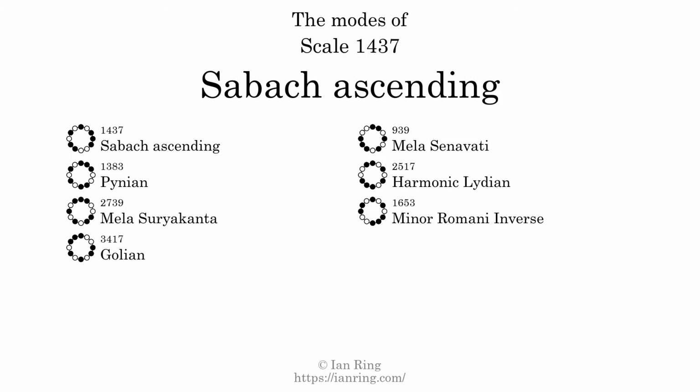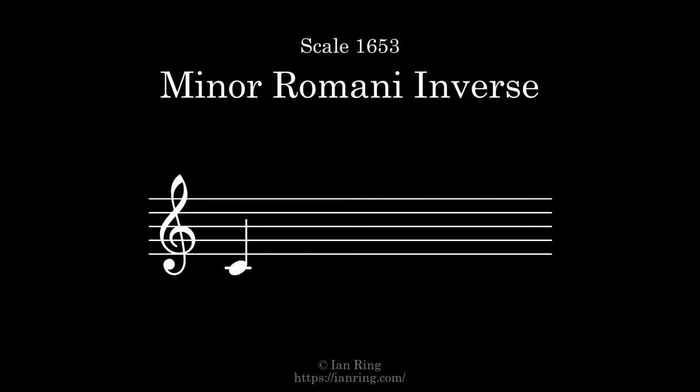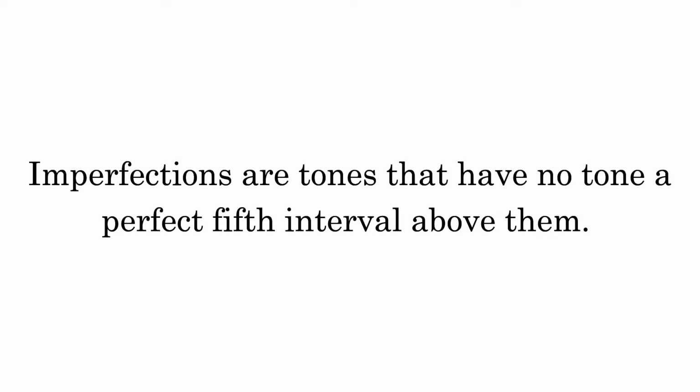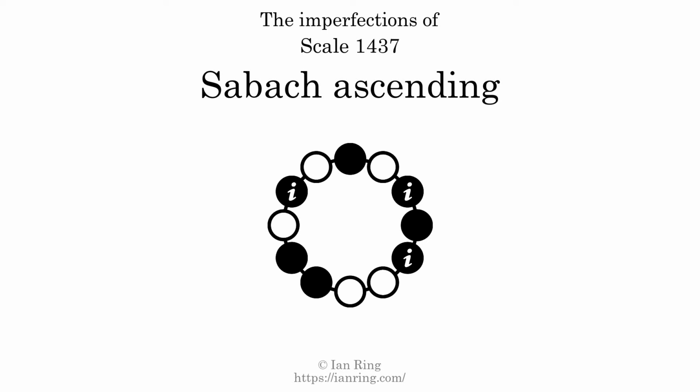The seventh and last mode is scale 1653, also known as Minor Romani inverse. It sounds like this. Imperfections are tones that have no tone a perfect fifth interval above them. This scale has 3 imperfections. They are at positions here, here, and here.